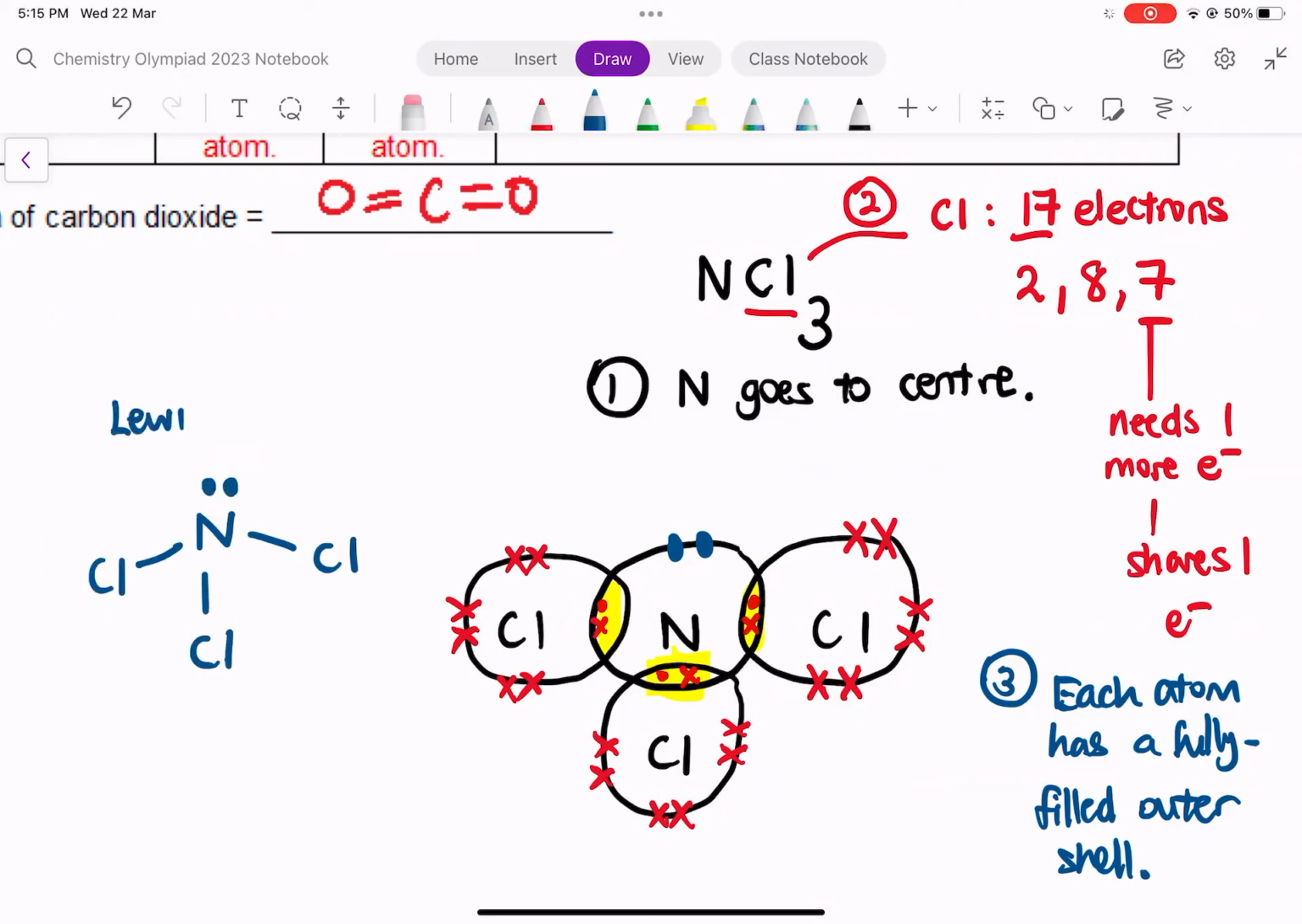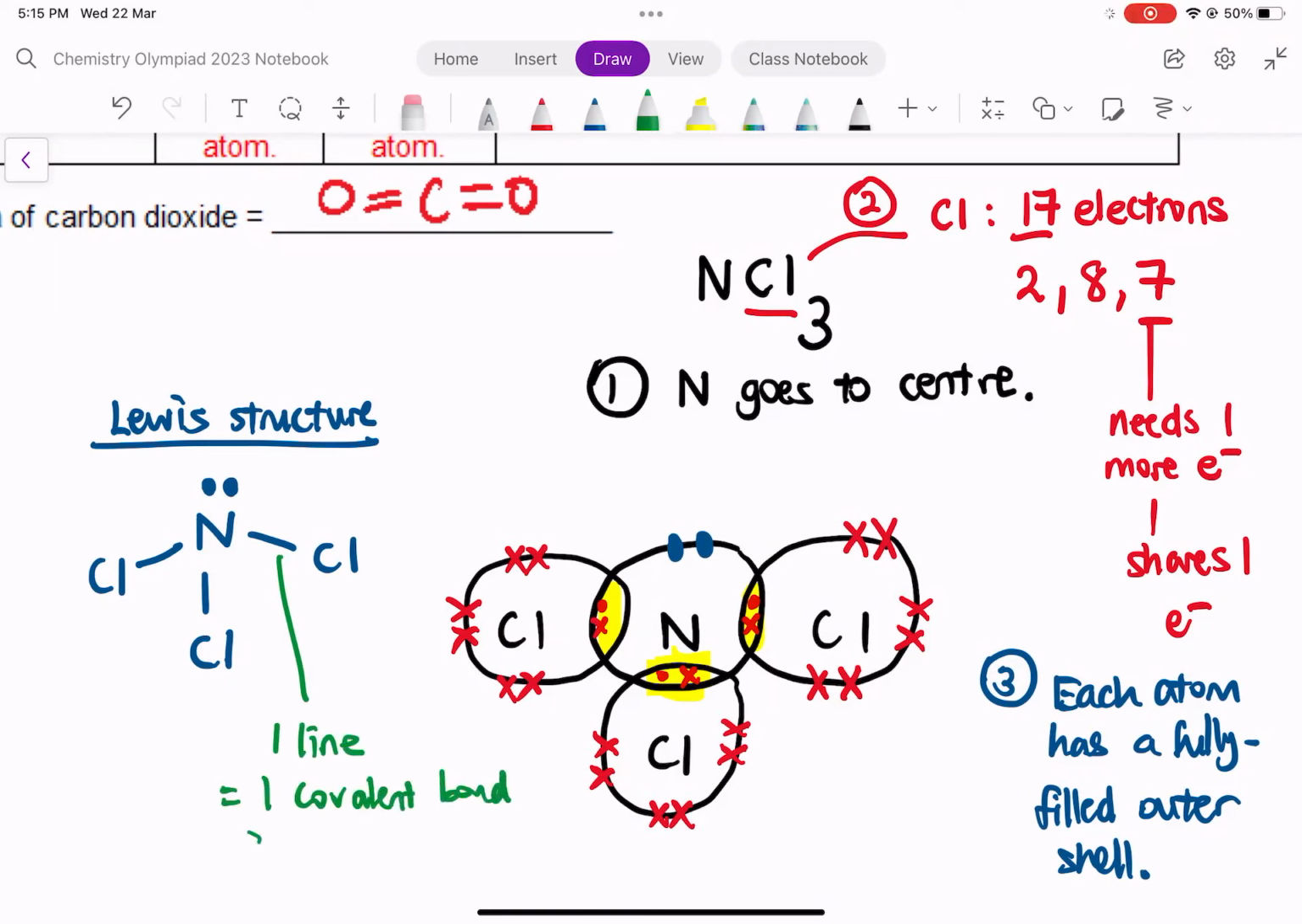So this is the Lewis structure. The Lewis structure shows covalent bonds as lines. Each line is one covalent bond, and each covalent bond has 2 electrons. Okay, so that's called a Lewis structure. Dot and cross is what's on the right-hand side. They are the same molecule, it's just different ways to represent it.